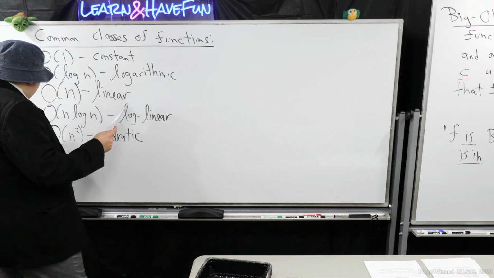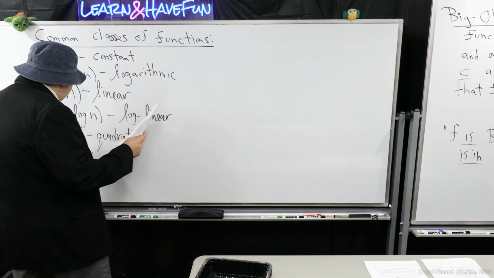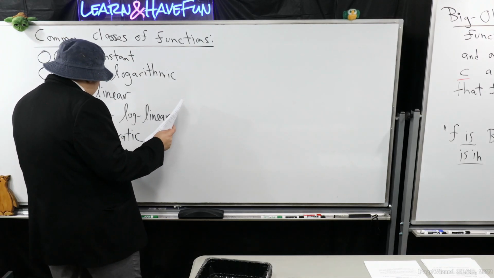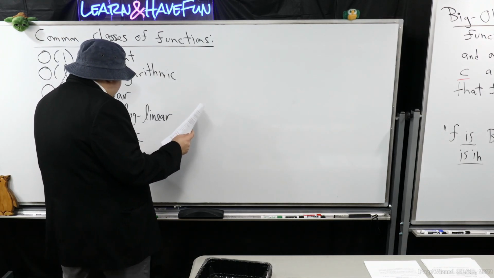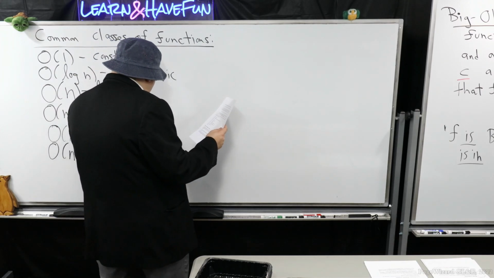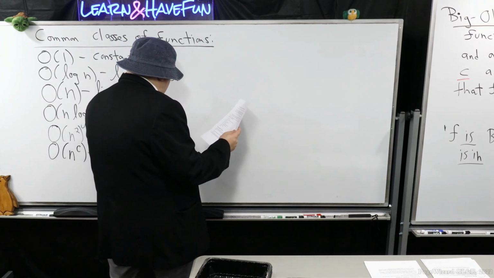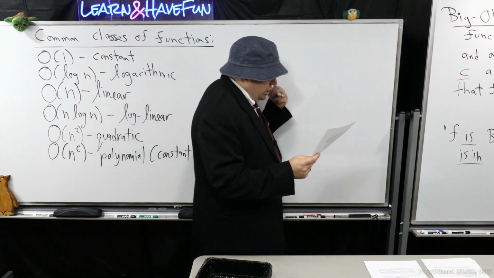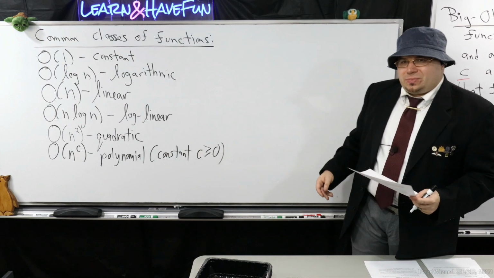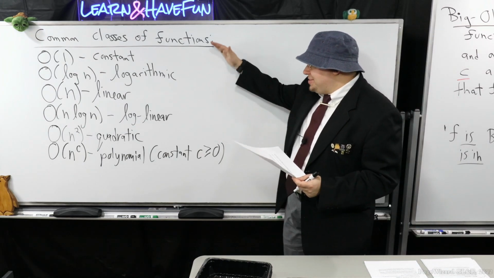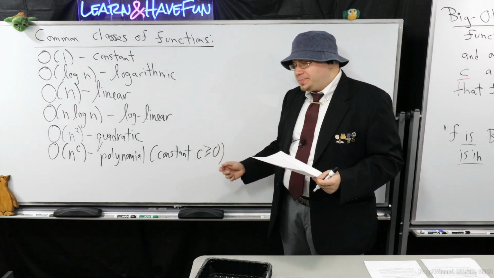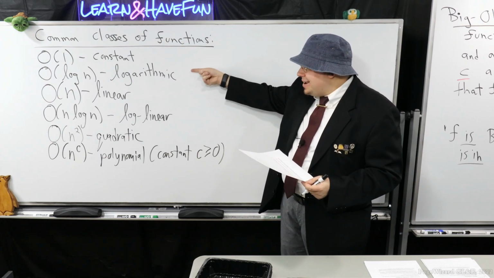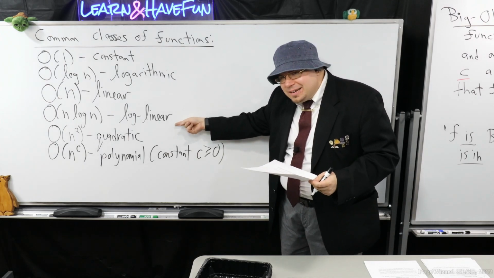Other ones also include polynomials. So we have n to the c. Big-O of n to the c, these are polynomials, for any constant c greater or equal to 0. So this subsumes a good chunk of those up there. In fact, it technically subsumes every single one of the ones up here. So you can actually look at this as successive nestings of functions.